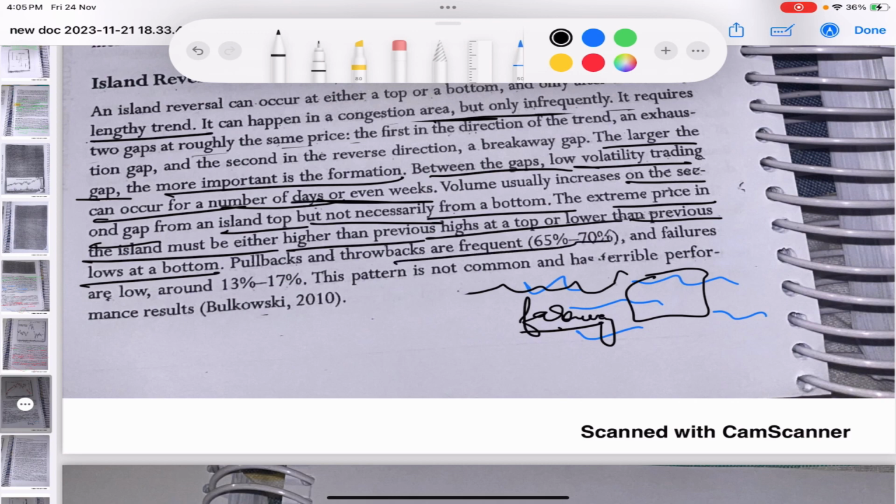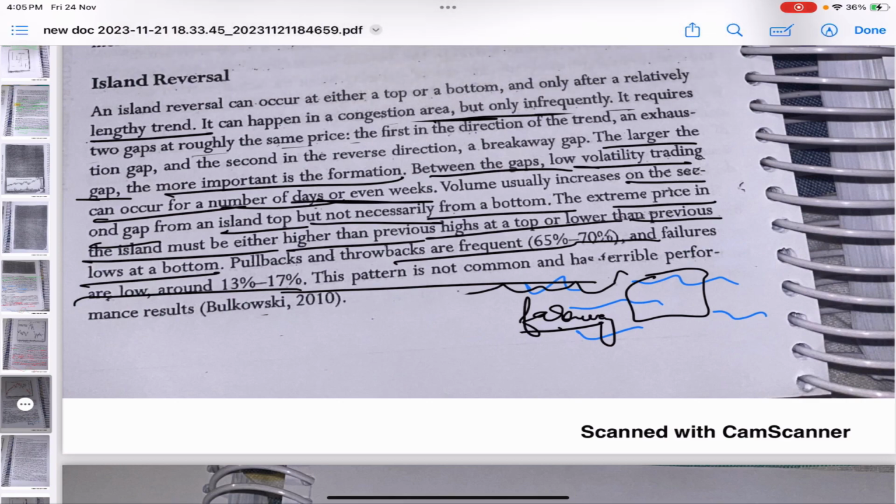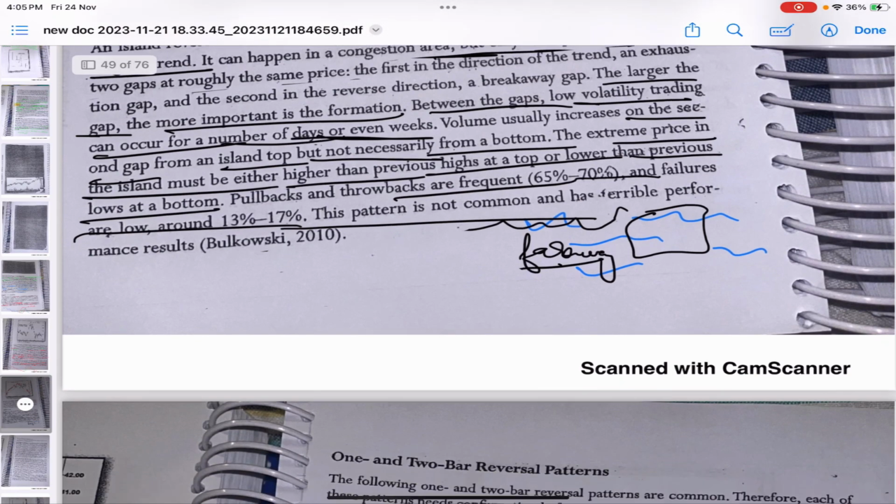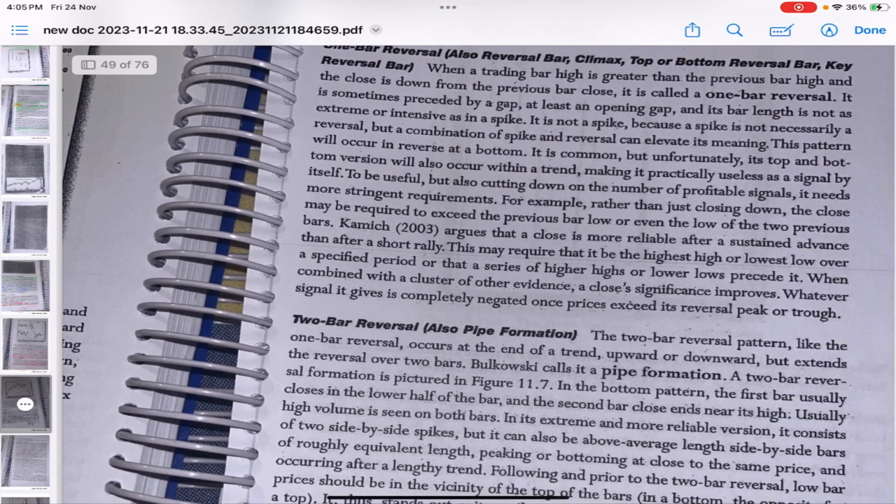Pullbacks and throwbacks are frequent and failures are low. This pattern is not common and has terrible performance results. So I would not advise you guys to trade that, but I hope you understood what an island really is.